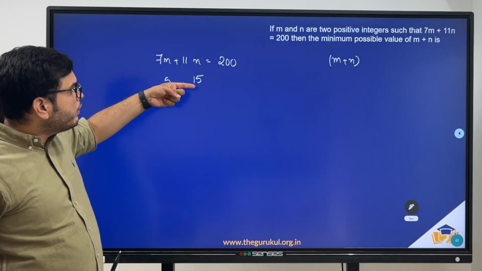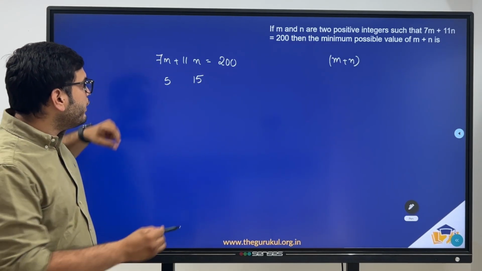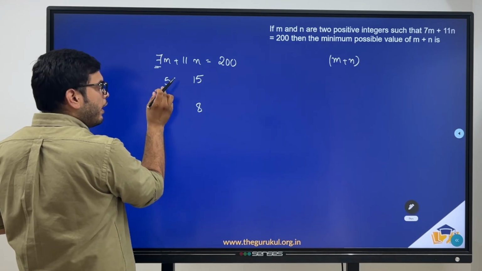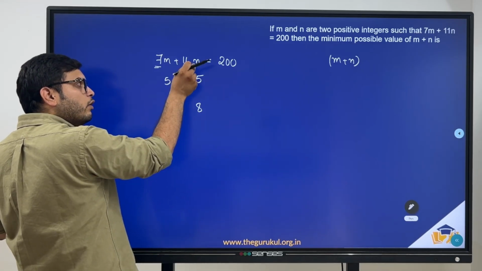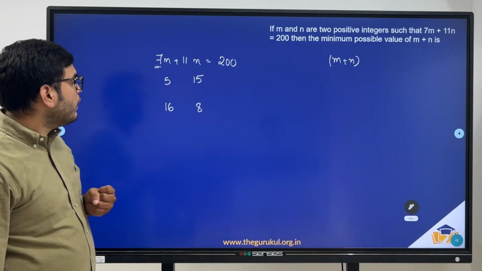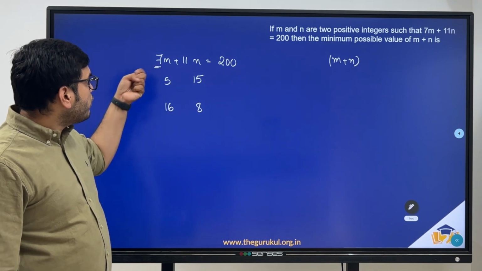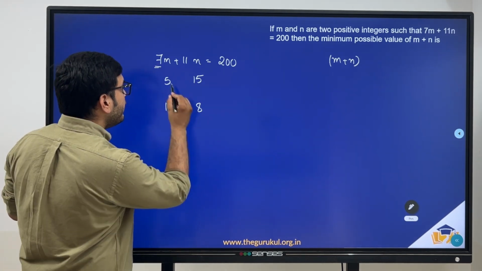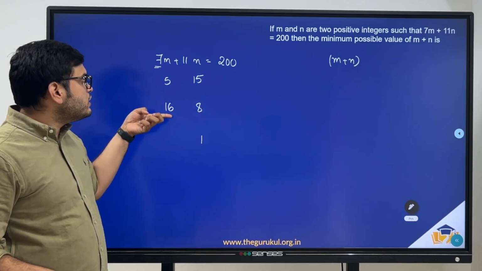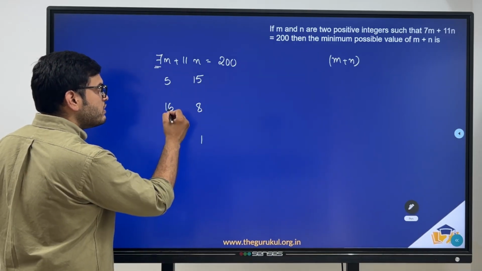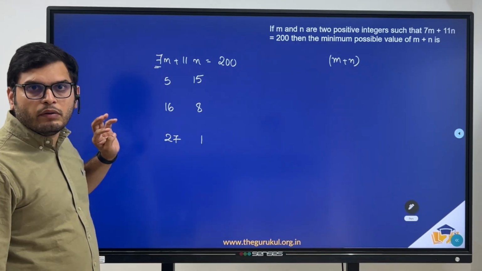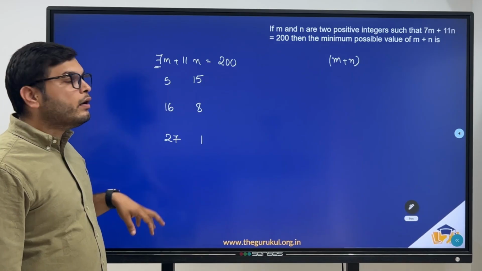Now, once you have this, for the next value of n you reduce it by the coefficient of m: 15 minus 7 is 8. And for the next value of m, you add the coefficient of n: 5 plus 11 is 16. Then subtract the coefficient of m again: 8 minus 7 is 1, and the next value of m would be 16 plus the coefficient of n, 11, which is 27. The next value of n would be 1 minus 7, not possible, because m and n have to be positive.